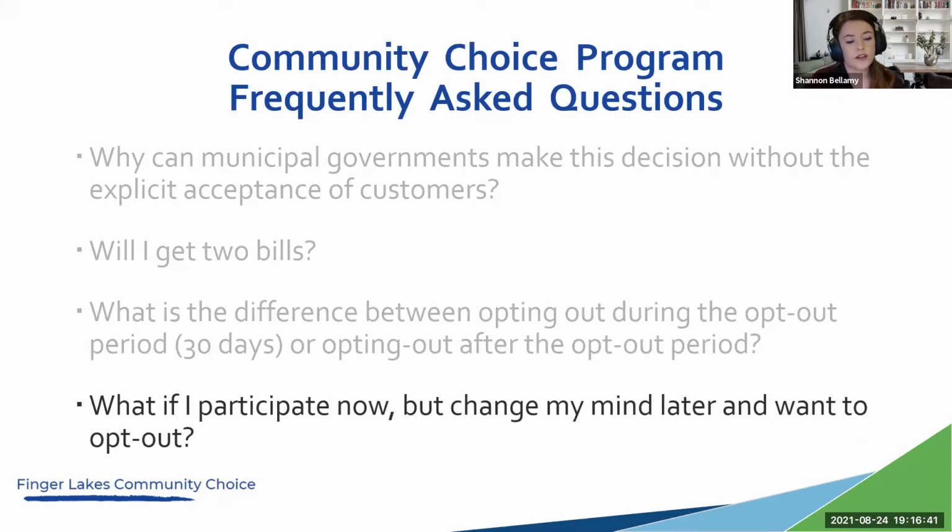What if I participate now, but change my mind later and want to opt out? That's fine. You have that option. You can opt in or out of the program at any time. You can opt in and opt out and then opt back in, or the other way around. All you have to do is go to our website or contact us, and we can help you do that. There are no penalties or fees, and you still have access to the same rate regardless of when you join the program. The same is true with community solar as well.